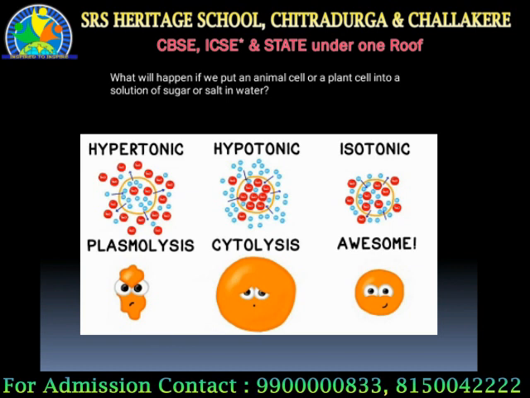Hypertonic solution means the concentration of solute is more outside the cell than inside the cell. Hypotonic solution means the concentration of solute is less outside the cell than inside the cell. Isotonic solution means the concentration of solute both inside and outside remains constant. So this is about the three different types of solutions.